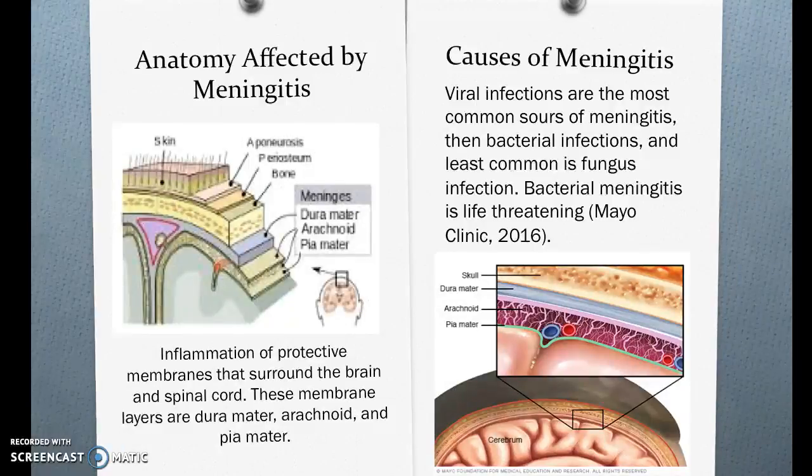Anatomy affected by meningitis is the protective membranes that surround the brain and spinal cord. These membrane layers are dura mater, arachnoid, and pia mater.